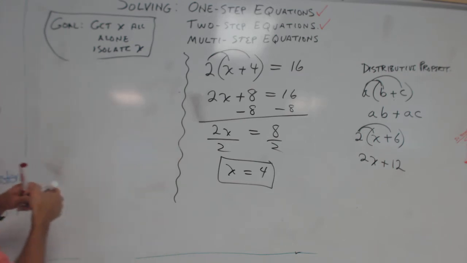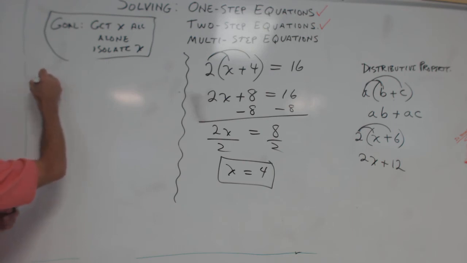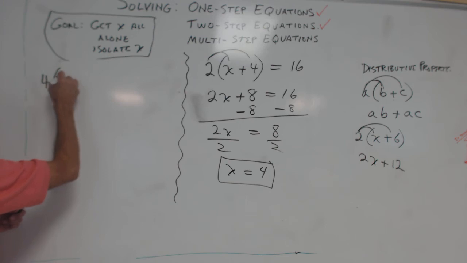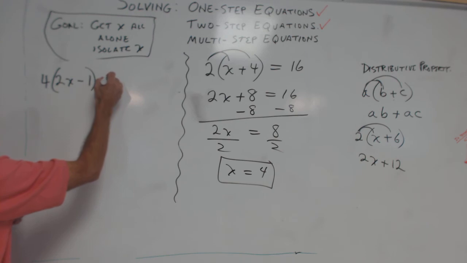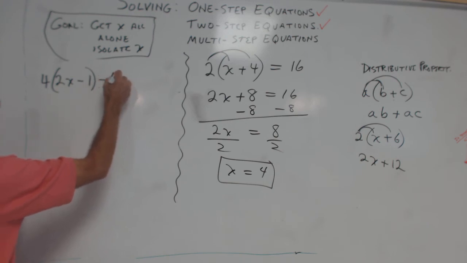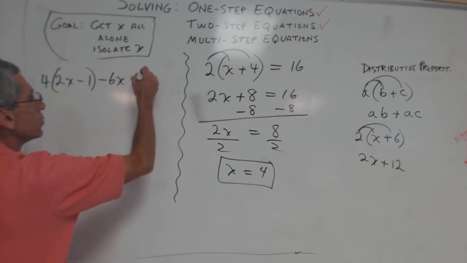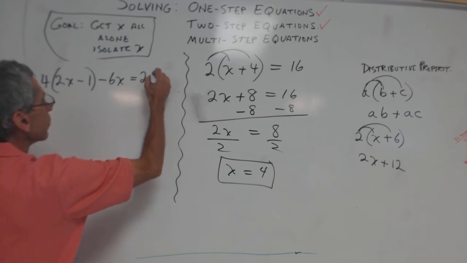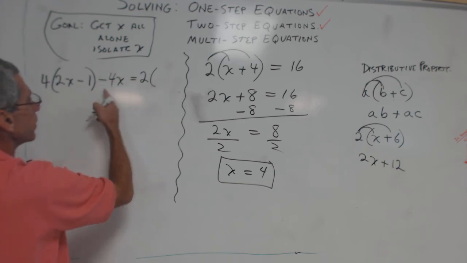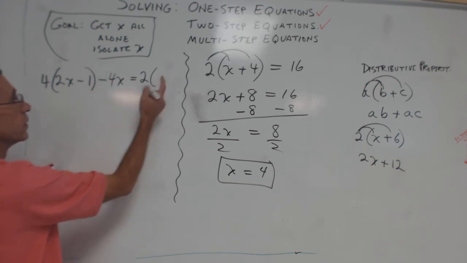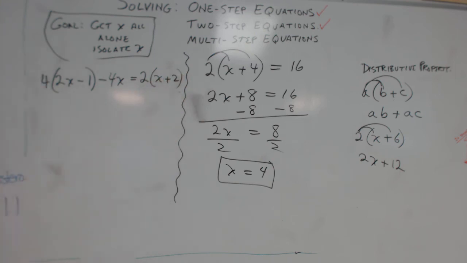All right, and we're going to do one that's slightly harder. How far can I go? I think like here. So let's say we have 4 times 2x minus 1 minus 6x equals 2 times, well, let's see, I better not do 2, hang on a second. Let's just make it minus 4x, sorry. That's a minus 4x, in case you already wrote it. I just changed it to 2 times x plus 2. Okay. All right, there's my equation.